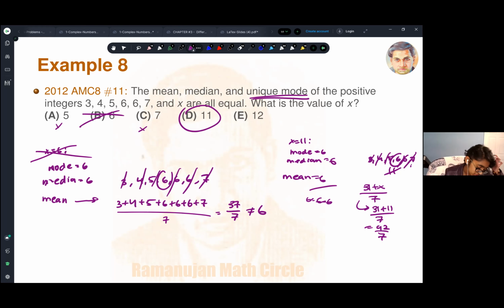So here we're just using the definitions of mode, median, and mean, and attempting to figure out what x is by trying different values.